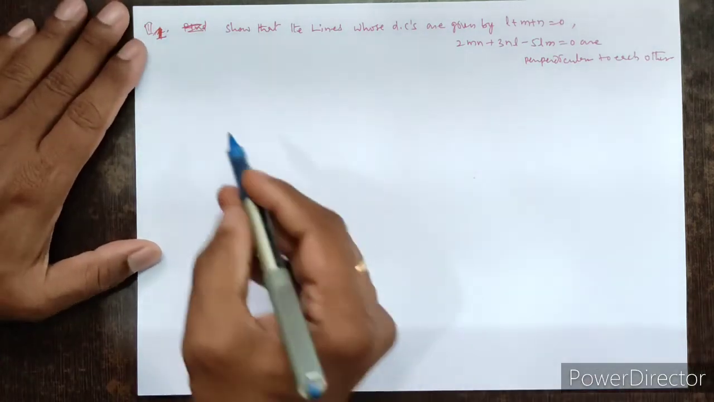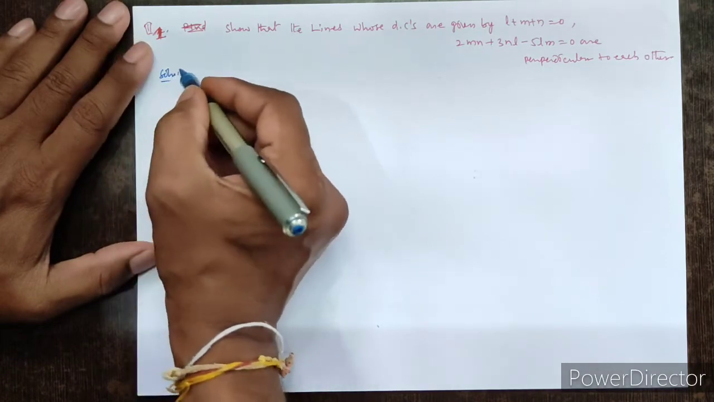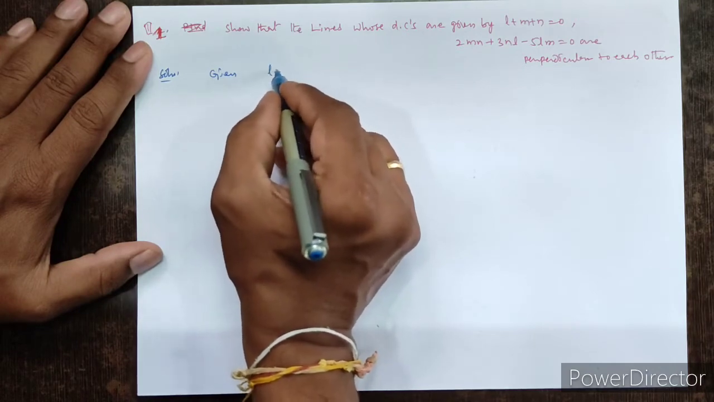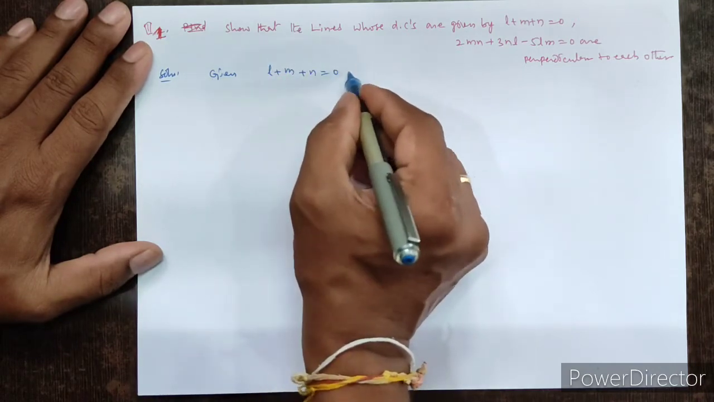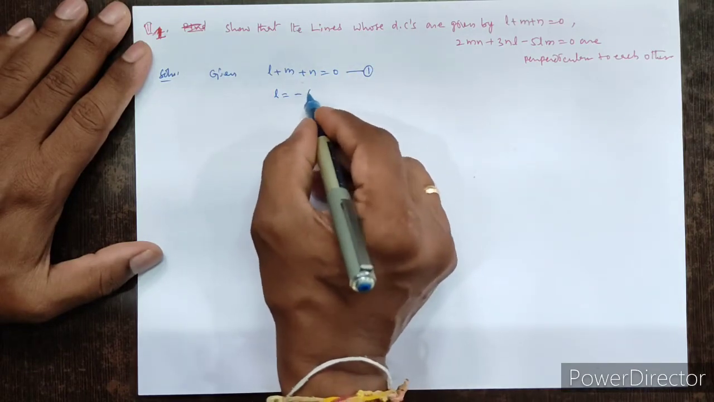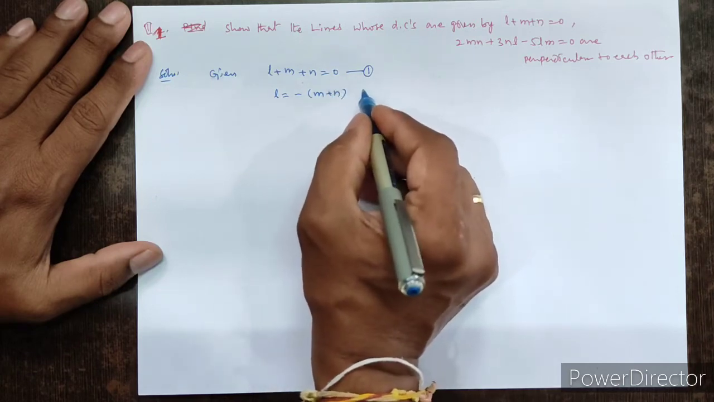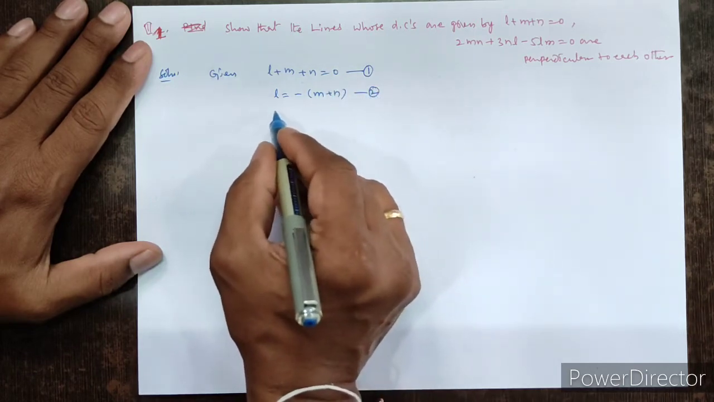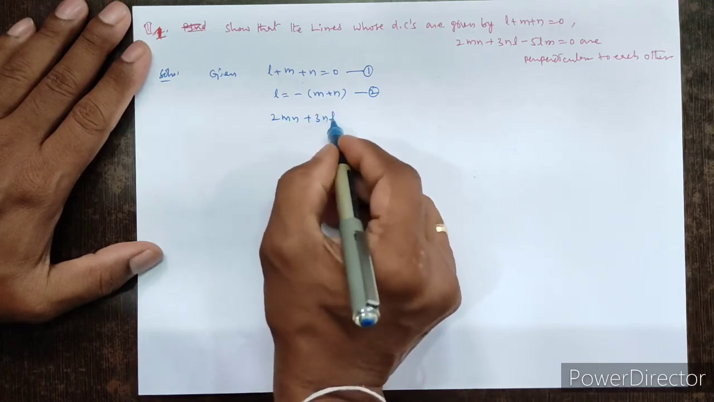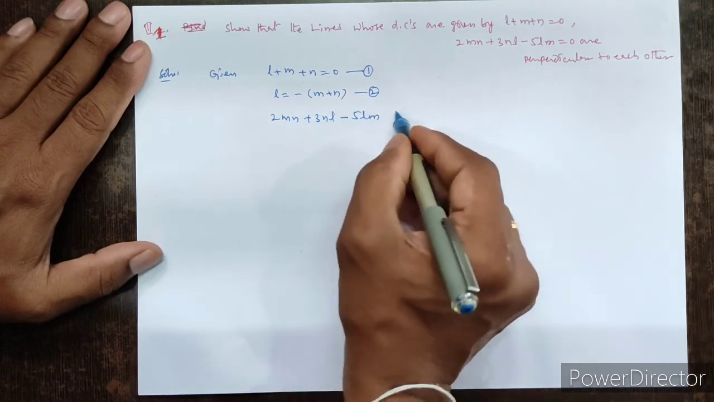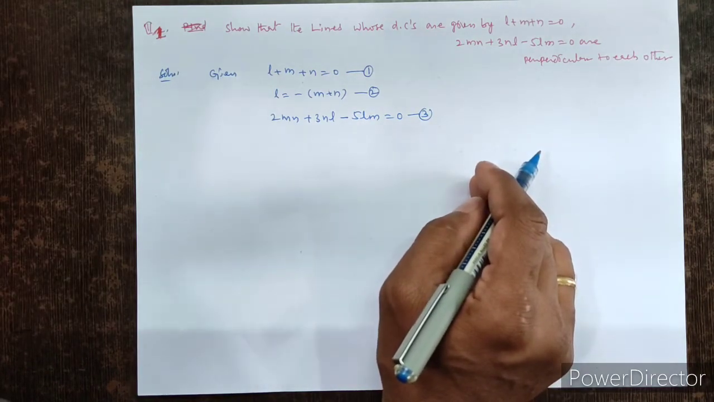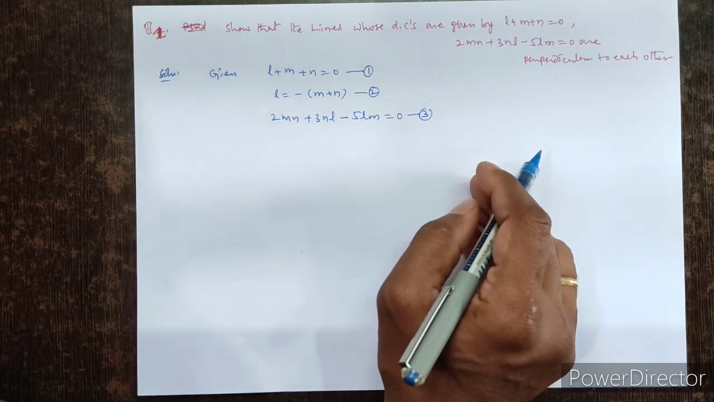So, solution. See the solution given. What is the relation? First relation, l plus m plus n equal to 0. This is equation 1. So find l value, that is nothing but minus of m plus n. So this is equation number 2, and the given one more relation is nothing but 2mn plus 3nl minus 5lm equal to 0. This is equation number 3. So this l value substitute in 3.